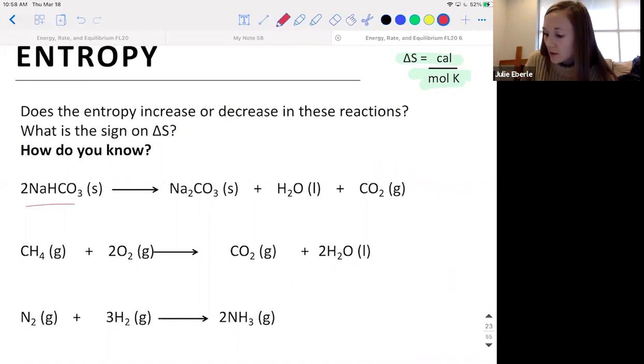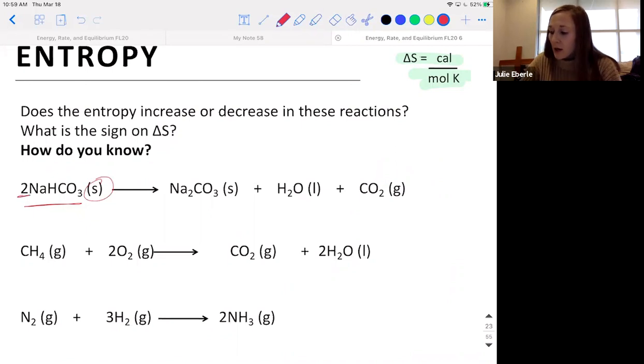So the first one here, what do we have? Anybody know what the name of this is? NaHCO3. HCO3 is a polyatomic, right? One that's physiologically important too. So sodium bicarbonate is what you should have thought or said. So we have sodium bicarbonate, which is a solid. And then we just have 2 moles of it. I've got a coefficient of 2.